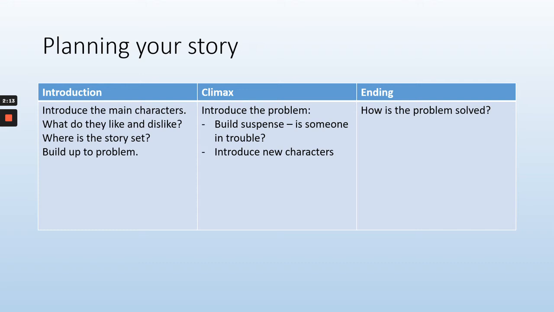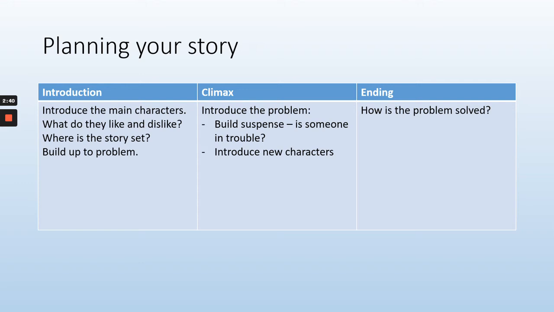So, I'm going to give you a few minutes now to write the headings, introduction, climax, and ending in your book at the top of 3 columns. Press pause while you do that and press play when you're ready to get started. Fantastic. So now you should have the headings introduction, climax, and ending on your page.